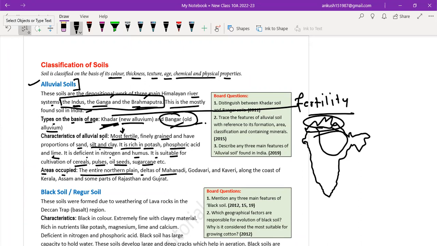Deltas of Mahanadi is here somewhere in Odisha, Godavari, Kaveri, along the coast of Kerala, Assam, and some parts of Rajasthan and Gujarat as well. These are the parts where alluvial soil is found mostly. Why? Because here we may see the depositional work is done more than by any other rivers. Okay. Second thing is black soil.